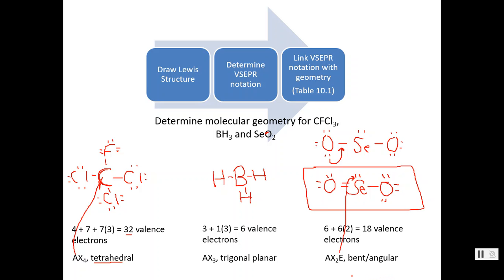And looking at table 10.1, anything with an AX2E VSEPR notation has a molecular geometry that is bent. I believe your lab manual may also call it angular. Both I would accept. Okay? So that is how you use Lewis dot structure in conjunction with this AXE notation to say something about the shape or the geometry of small molecules.